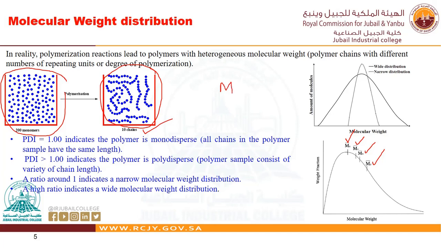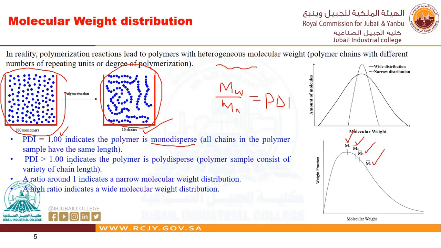So if you take the ratio of Mw to Mn, you get what we call polydispersity, which is the polydispersity index. Now this index gives you an idea about the distribution of the chains. If all the chains are of the same length, then PDI will be equal to 1, and the polymer is monodisperse. But it is usually more than 1. In most cases, it is more than 1.